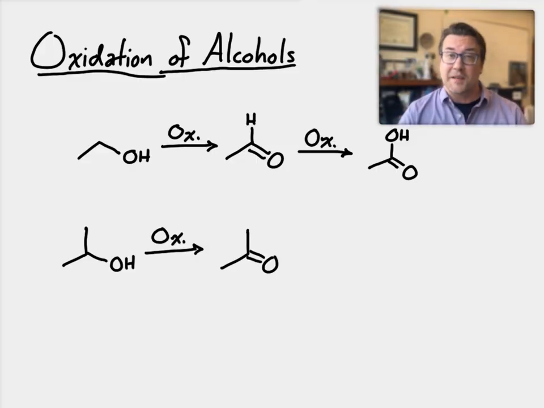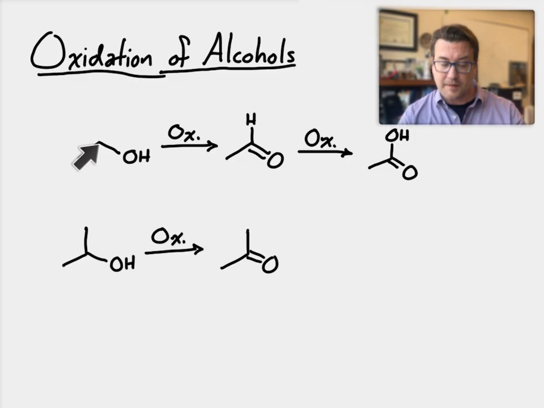Hello. In this video, we're going to be talking about the oxidation of alcohols. If you have an alcohol, this is what we call a primary alcohol, so it's an alcohol bound to one carbon, or an alcohol bound to a carbon that's bound to another carbon. In this case, it's a secondary alcohol, so it's an alcohol that's bound to a carbon that's bound to two other carbons. You can oxidize these species.